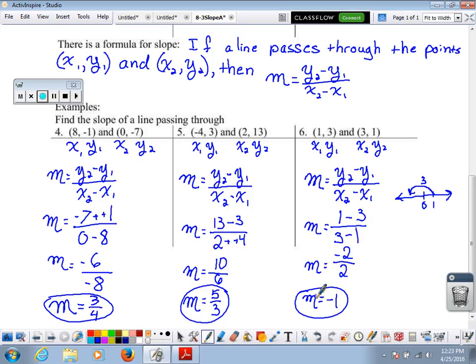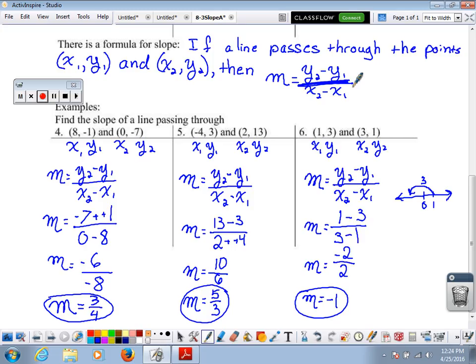Okay, now, that's how we find slope. We use a formula, y2 minus y1 over x2 minus x1. The thing about this formula, guys, remember, this division bar says do the whole top, do the whole bottom, and then divide. If you just type it into a calculator, just like that, 1 minus 3 divided by 3 minus 1, it doesn't know the order that you want. It doesn't know that you meant to do the whole top and do the whole bottom.